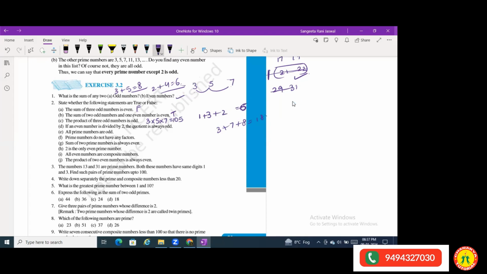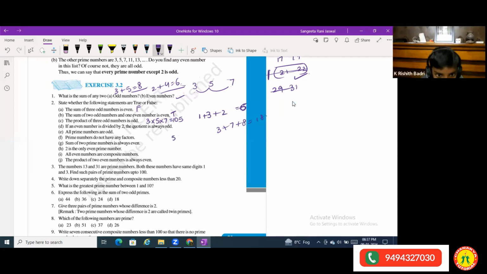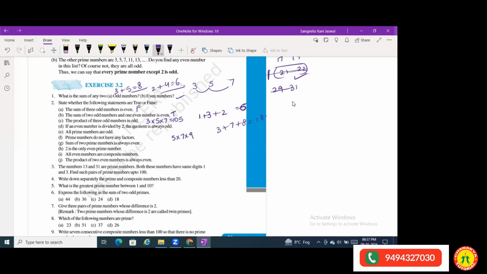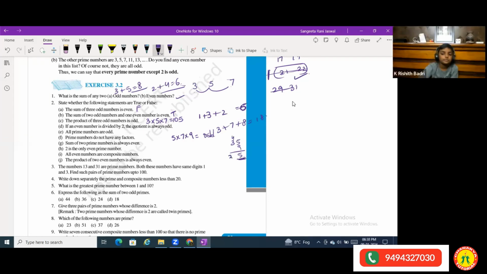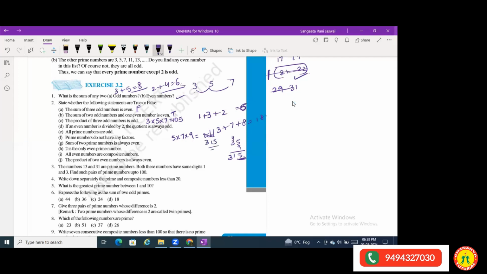Try with some more numbers. 5, 7, 9. 35 into 9 is 315, because in the units place I'm getting 5. 9 fives are 45, 27 plus... that is also odd. So that's true. The third one is also true.